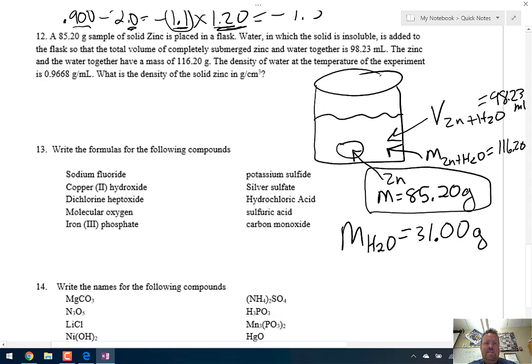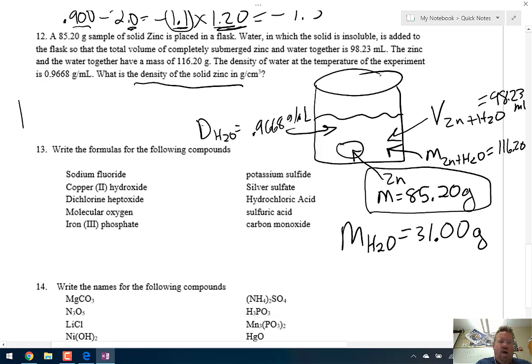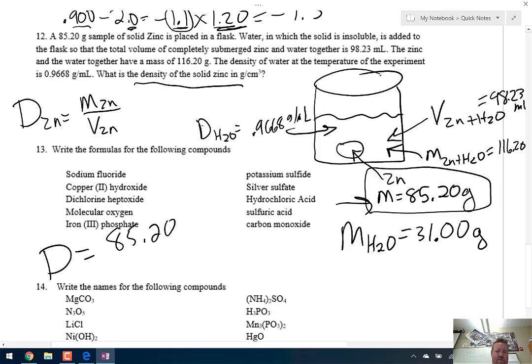Okay, and then it tells us that the density of the water, so density of H2O, equals 0.9668 grams per milliliter. And now they want to know what is the density of the solid zinc. Well, I know that density of zinc equals the mass of the zinc over the volume of the zinc. And I know the mass of the zinc. They told us that in the problem. It's 85.20. So density is going to equal 85.20 over the volume of the zinc. Now that I don't have.